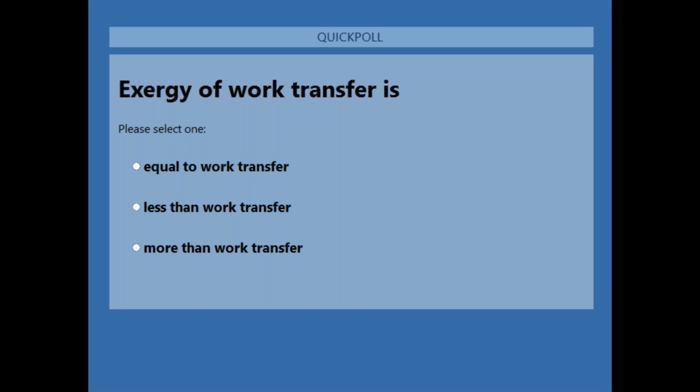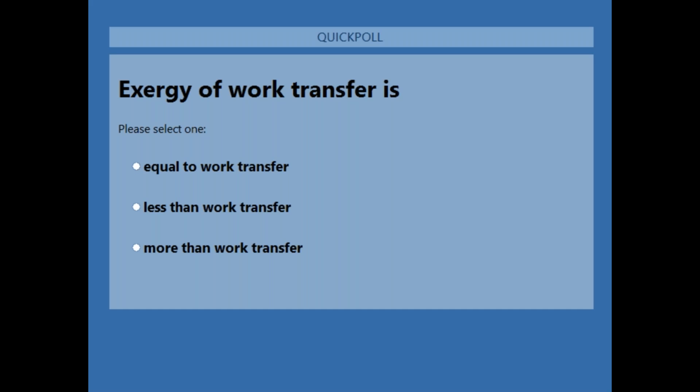We have discussed this n number of times that whenever there is a heat transfer, there is an entropy transfer along with the heat transfer. Along with heat flows the entropy, but along with work, there is no flow of entropy. And because there is no flow of entropy along with the work transfer, it follows that the exergy of the work transfer is equal to the energy of the work transfer.